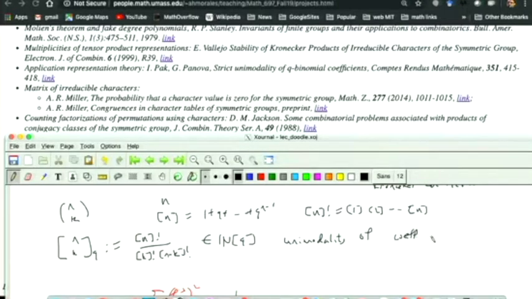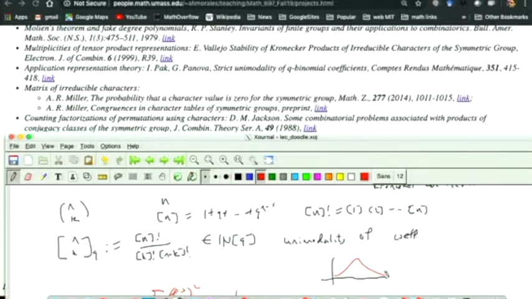So the coefficients of this n choose k as a polynomial in q, they weakly increase, and then they decrease. This paper by Igor Pak and Greta Panova actually establishes strict unimodality of these coefficients. So they keep increasing strictly until they reach a plateau, and then they decrease strictly. And the proof uses representation theory.